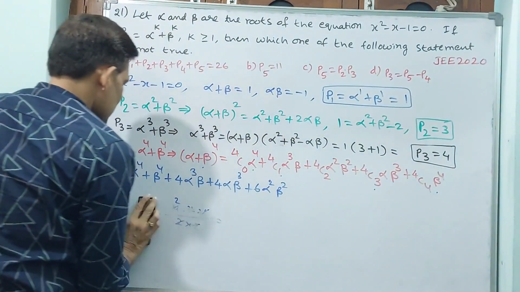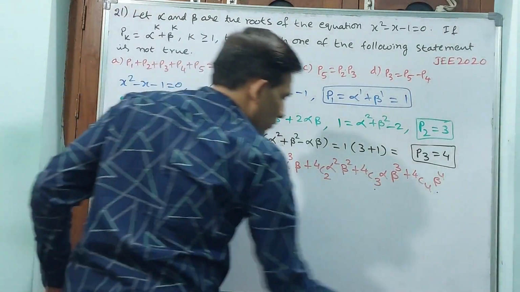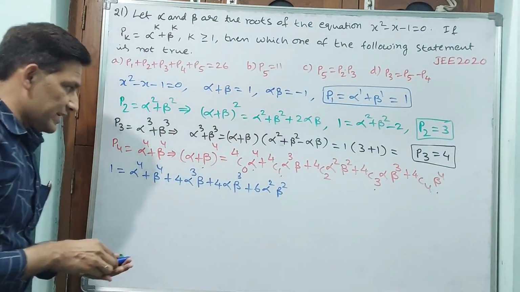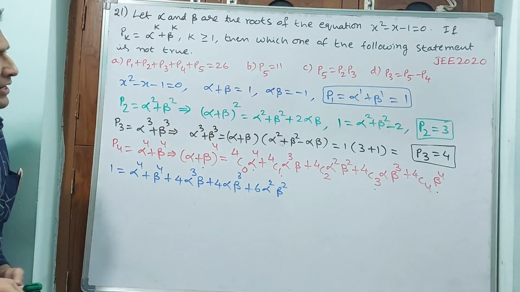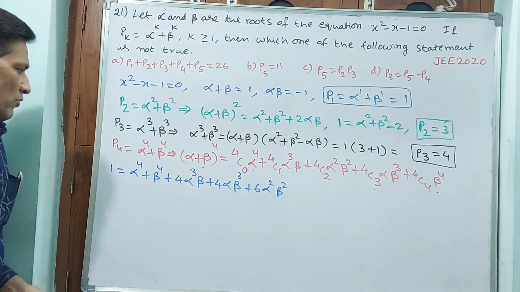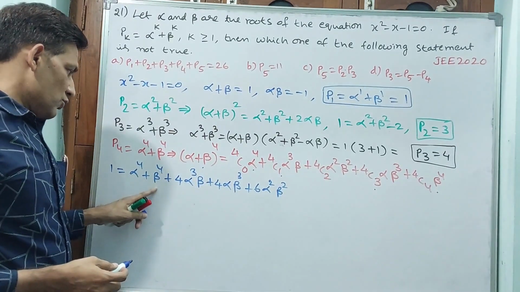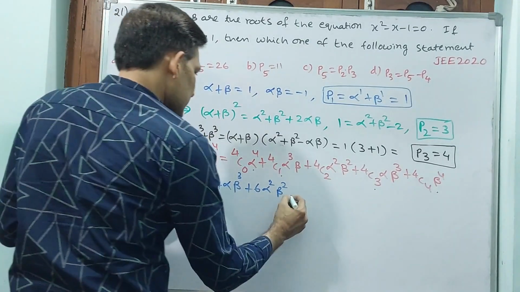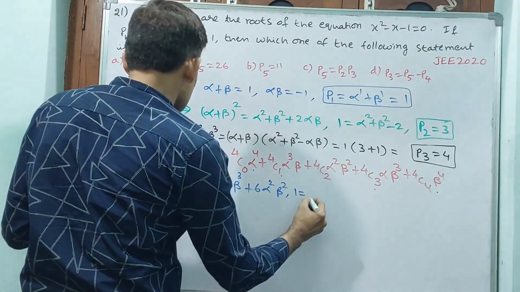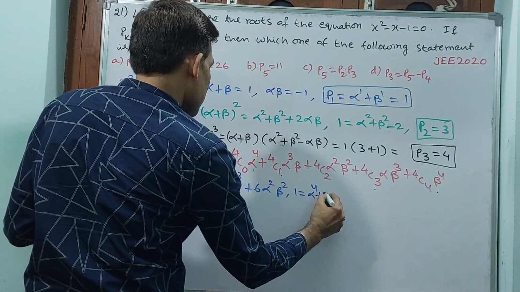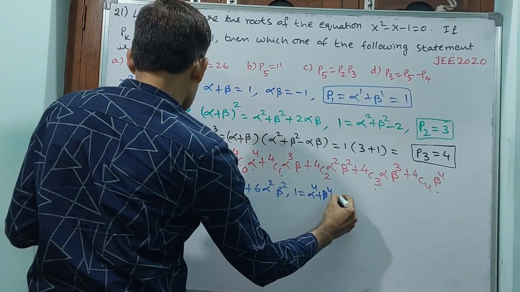Just alpha to the power of 4. P4 and P5 are a little bit time taking. Remaining all you can get easily, not going to take much time. Okay, see, this you require: 1 is equal to alpha to the power of 4 plus beta to the power of 4.